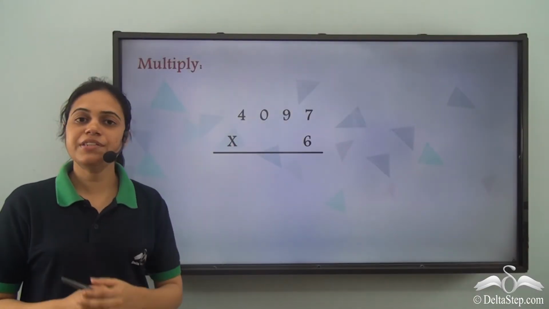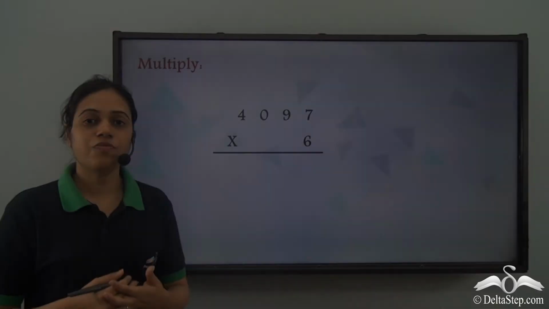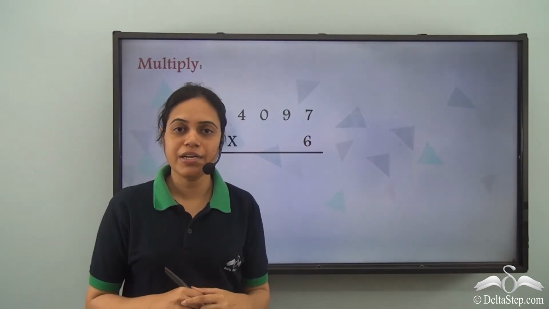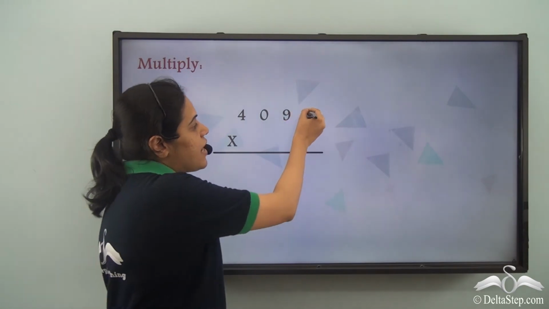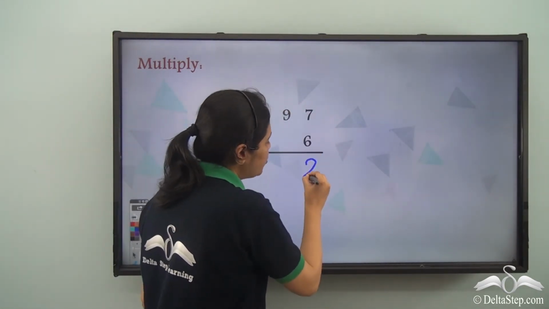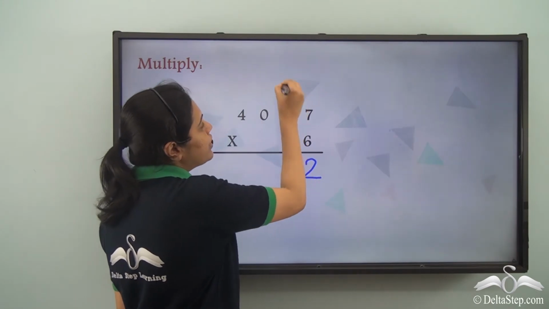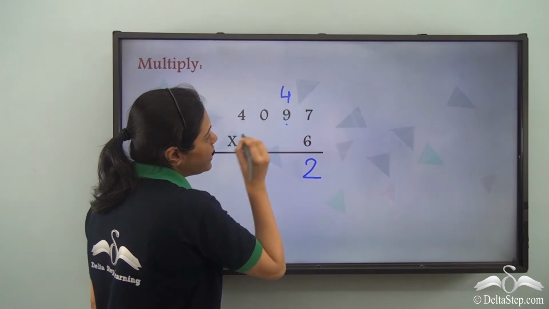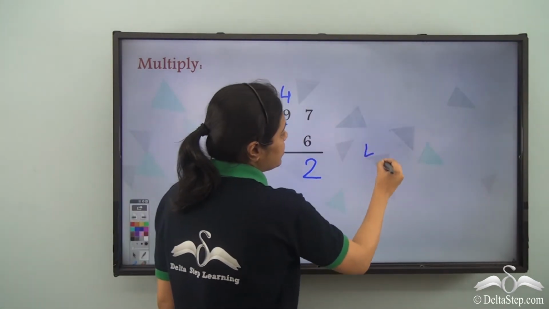Now can you multiply these two on your own? So once again, I need to multiply a 4-digit number by a 1-digit number. I start with the rightmost digit. So 6 into 7 is 42. I write 2 here and 4 is carried. Now 6 into 9 is 54.